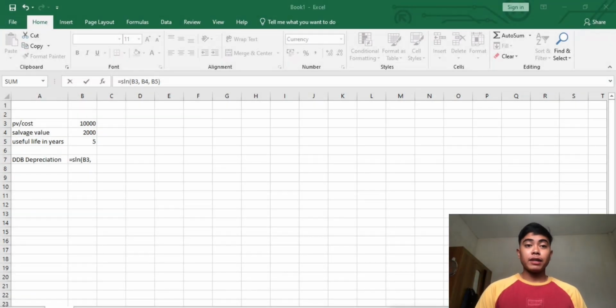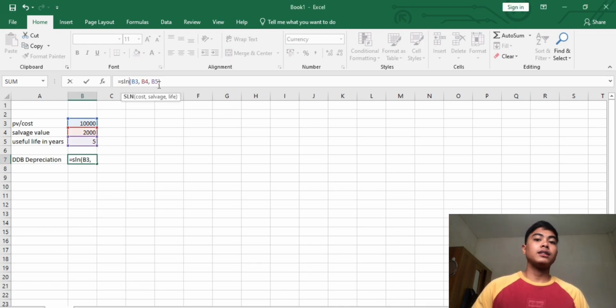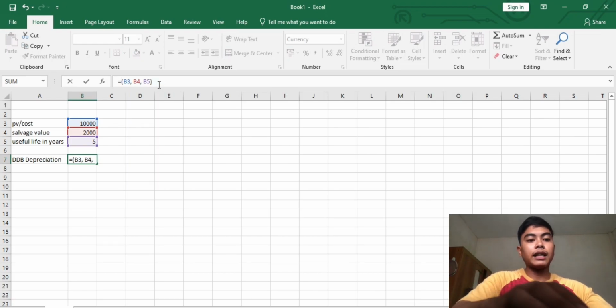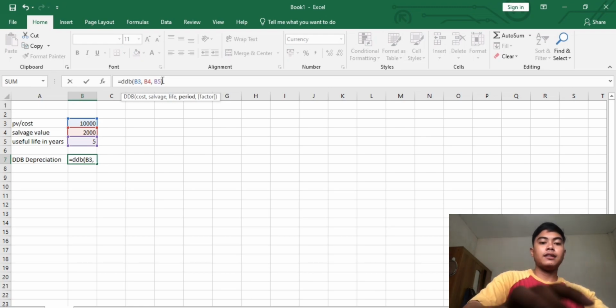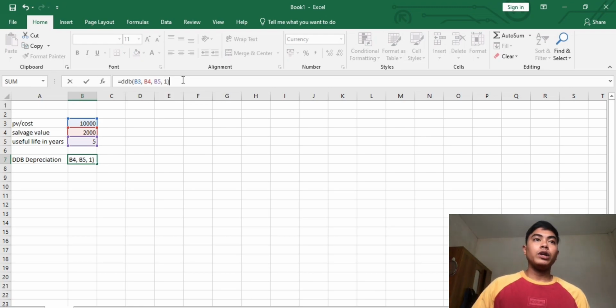So second method for depreciation of an asset is the DDB or the double declining balance method. So double declining balance method uses the double of the straight line method, basically. So in straight line method, we have this formula, but in double declining balance method, we have all of these three: the cost, the salvage value, and the useful life, and the period by which we want to compute the depreciation of an asset.